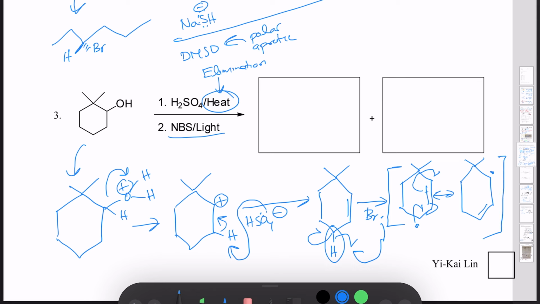Well, now that we have two resonance structures, and we still are in a radical bromination reaction, we can react these two resonance structures with bromine radicals, and it gives us the following final answer. So that is how we would solve question number 3.